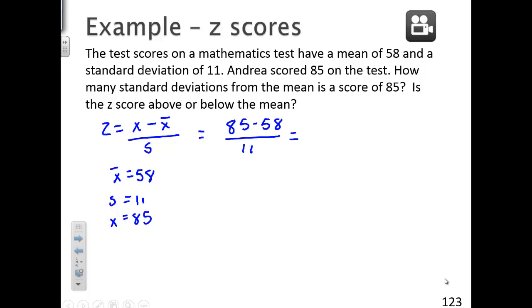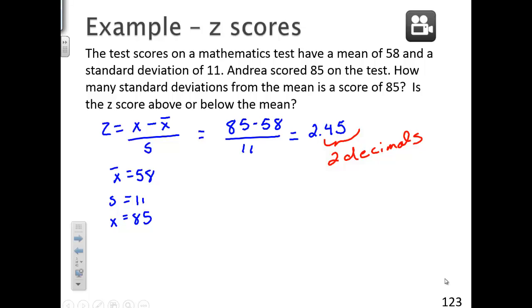This gives us a z-score of 2.45. Notice here I use 2 decimal places. We're always going to use 2 decimals when we're talking about z-score. So that's another rounding rule you just need to remember, 2 decimal places with z-scores.